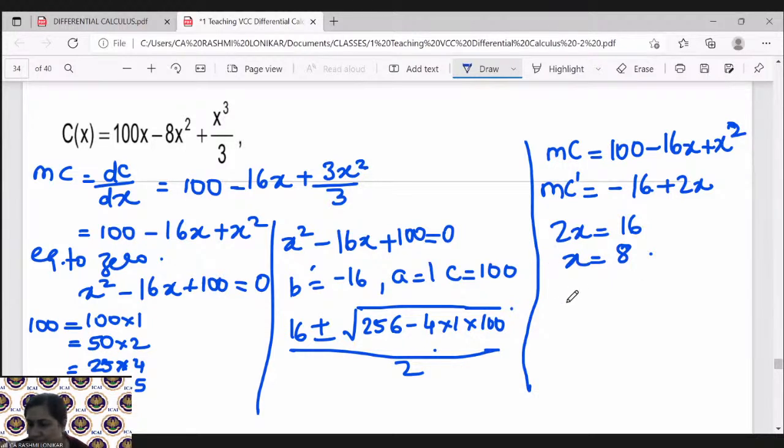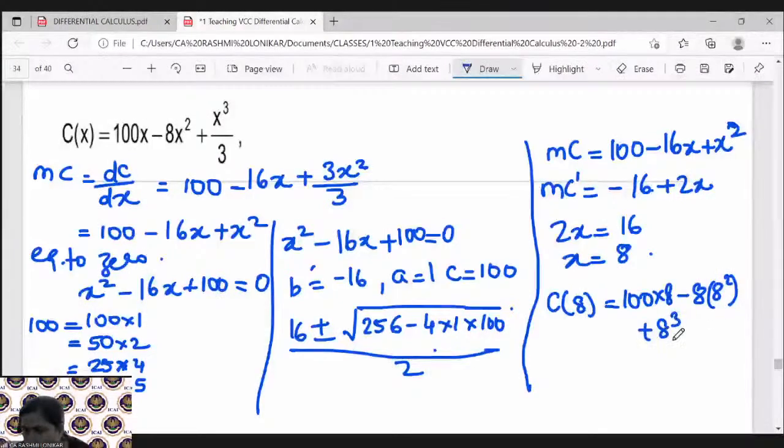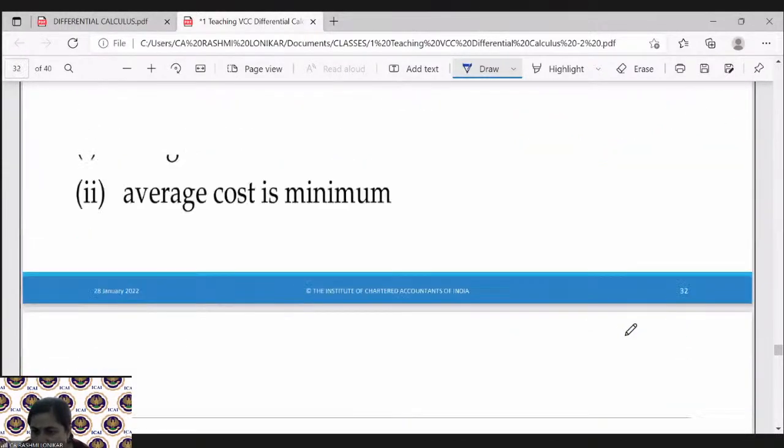So what is the cost at x is equal to 8? It will be 100 into 8 minus 8 into 8 square plus 8 cube upon 3. So you will find the value. Then what else is asked over here?